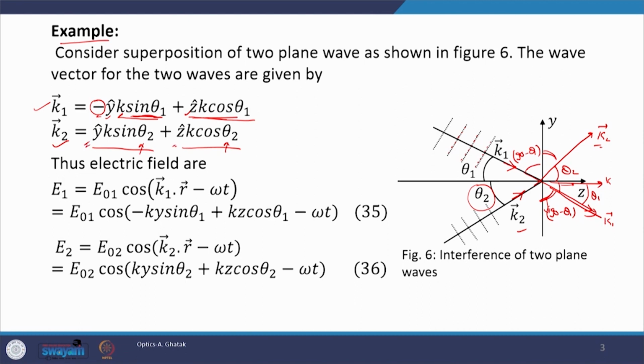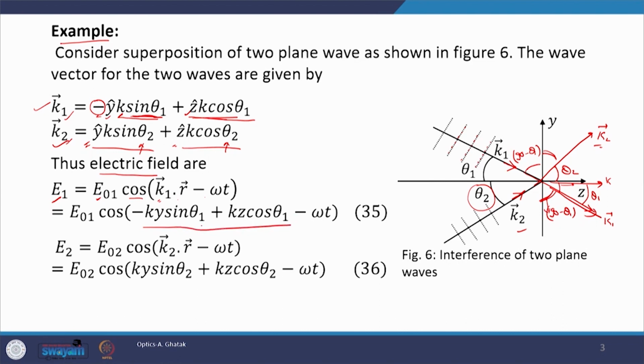Now, once we have the expression for wave vector k1 and wave vector k2, we can write the corresponding expression for electric fields. Now, for the first wave, electric field can be written as E1 is equal to E01, where E01 is the amplitude of the field, and then the phase part cos of k1 dot r minus omega t. Let us write k1 in its component form, and then this is our k1.